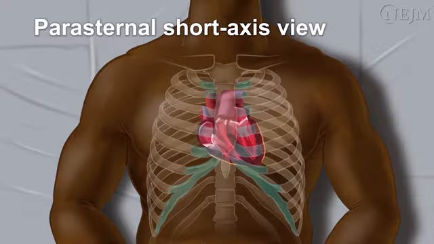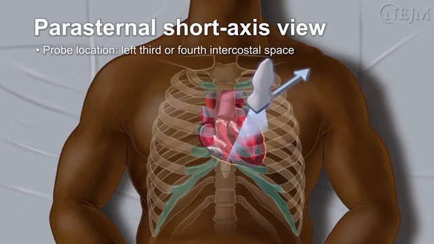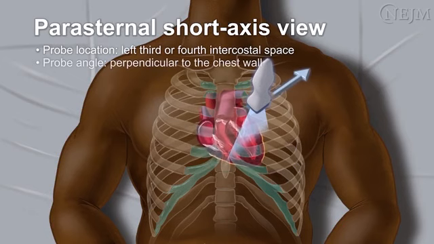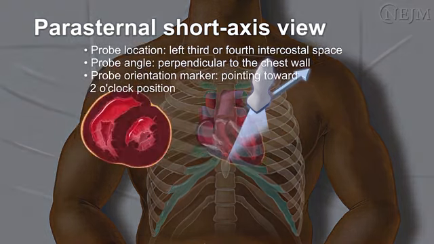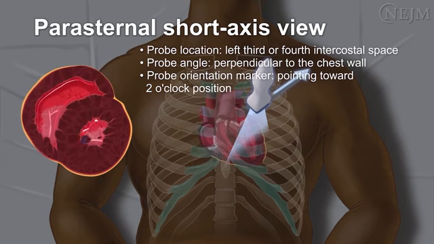To obtain an image in the parasternal short axis view at the mid-papillary level, place the probe over the third to fourth intercostal space to the left side of the sternum. Hold the probe perpendicular to the chest wall or tilt it slightly toward the apex. The orientation marker should be pointing toward the 2 o'clock position or the patient's left shoulder. The papillary muscles of the left ventricle and the interventricular septum should be visible throughout the cardiac cycle.